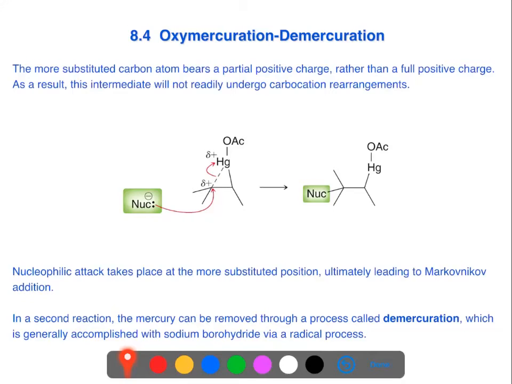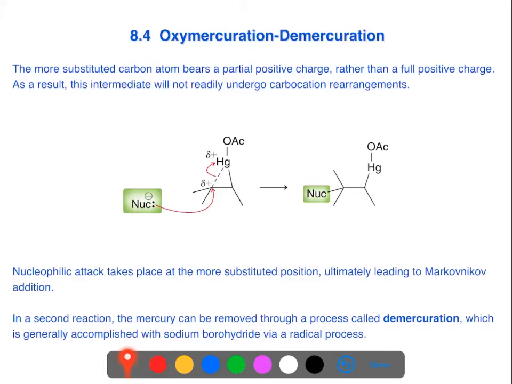So nucleophilic attack will take place at the more highly substituted position due to that partial positive charge, and it is that first nucleophilic attack of water or an alcohol that is leading to the Markovnikov addition that we'll observe in our final product.